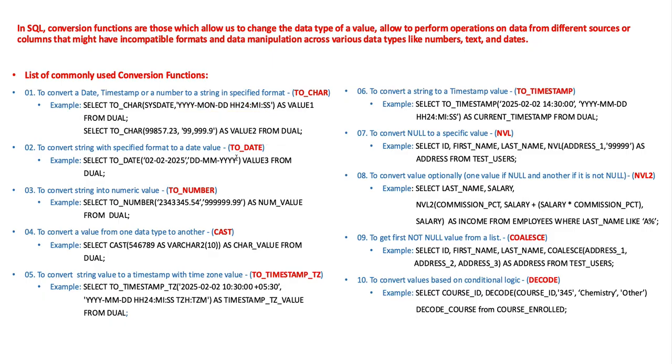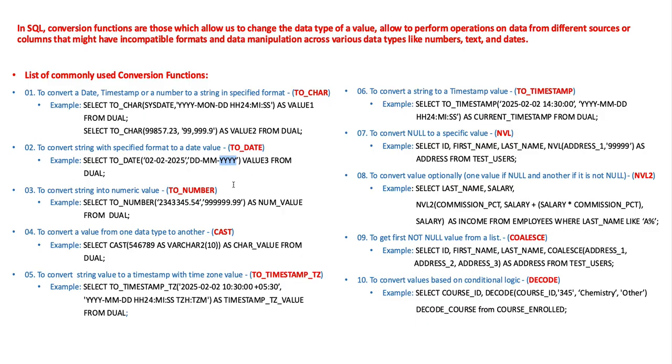Second function is the to_date function. To convert a string with a specified format to a date value, we use to_date. We have provided here 02/02/2025. This is the string value. This value is as per the format: 2-digit day, 2-digit month, 4-digit year, so that it will convert into the default date format.